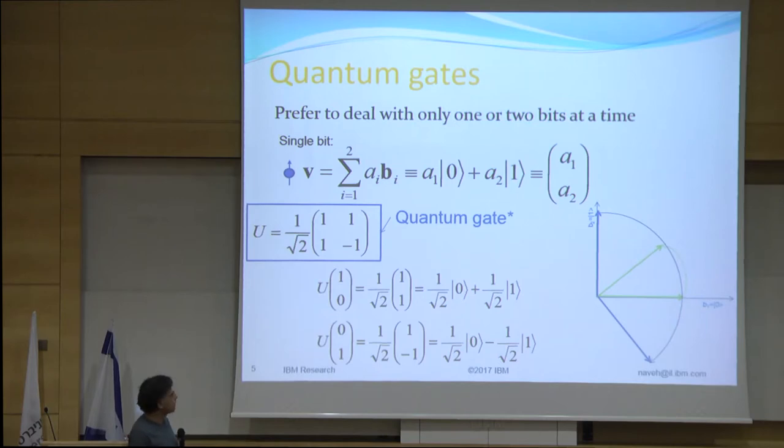And a little bit of terminology. This unitary matrix, we call it a quantum gate.